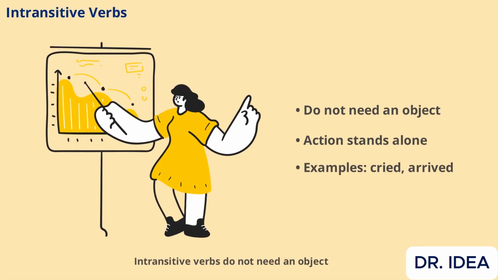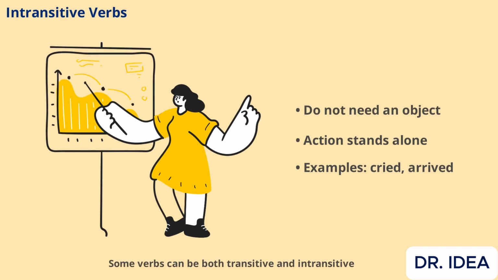Intransitive verbs do not need an object. The action stands alone and makes sense by itself. For example, in "The baby cried," cried is intransitive because there is no object. In "They arrived early," arrived is intransitive.